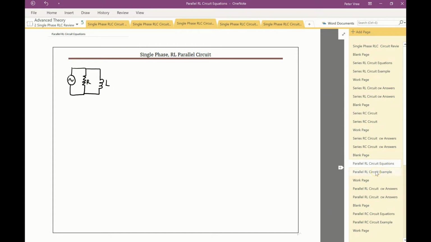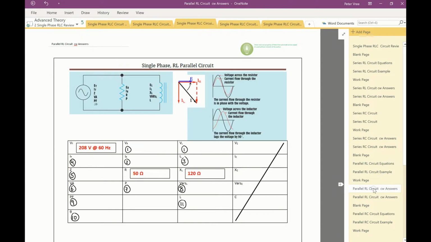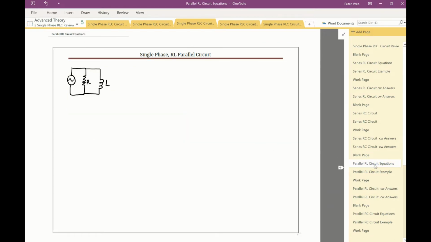I'm going to do all the equations first on this page, and then we're going to look at an example. The example has 28 volts at 60 hertz, a resistance of 50 ohms, and an XL of 120 ohms, and we're going to have to find everything else for the circuit. But we're going to build it up first with the equations.